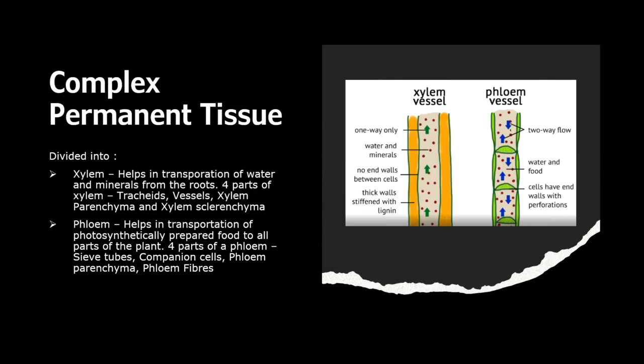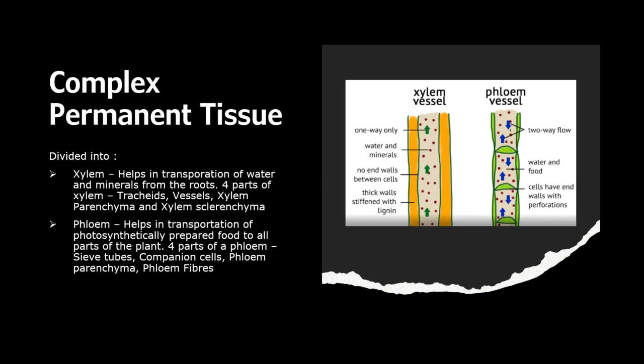Next is the complex permanent tissues. It is divided into xylem and phloem. The xylem helps in the transportation of water and minerals from the roots. It has four parts: tracheids, vessels, xylem parenchyma, and xylem sclerenchyma. Out of these, only xylem parenchyma is living material, whereas all the others are dead.